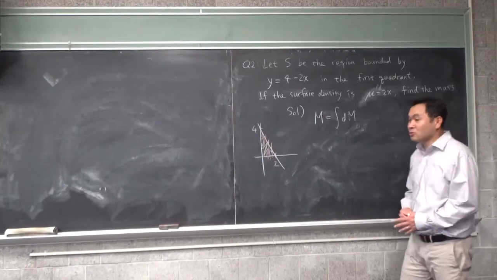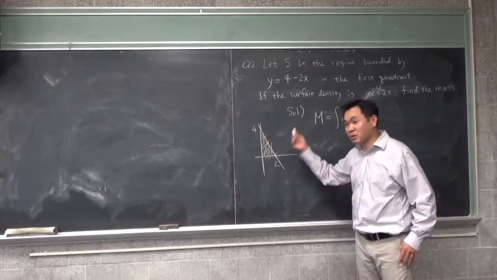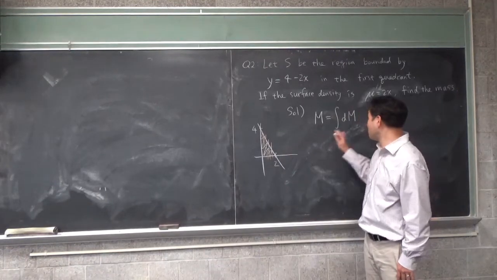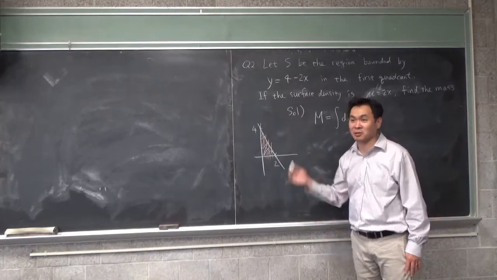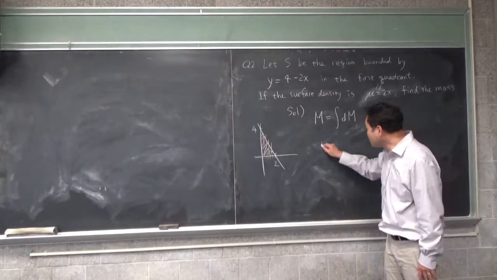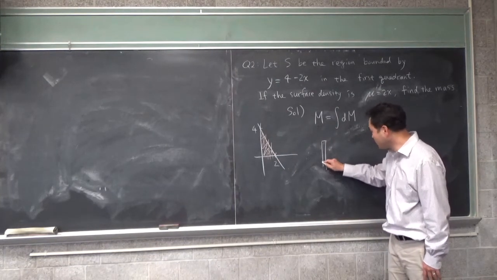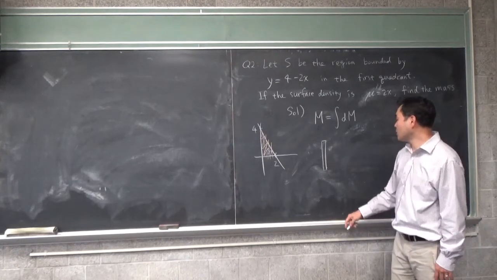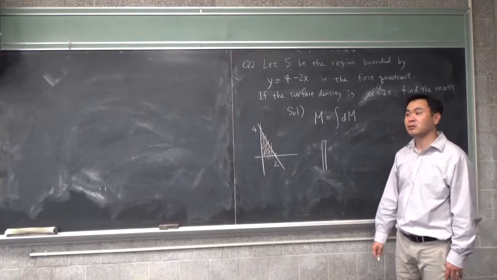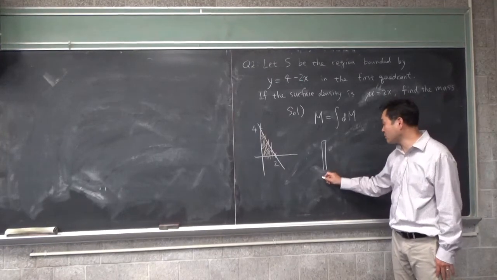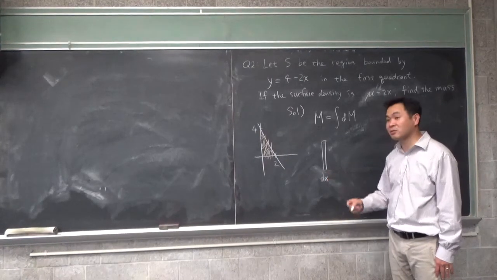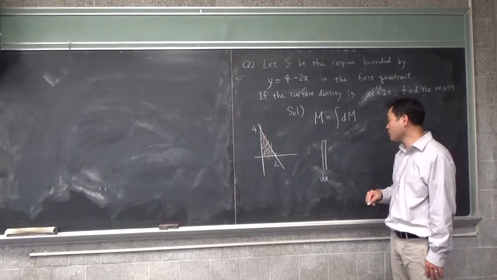So we cut this into very, very small pieces, and each piece is what we call dm, and we're adding those masses, and then you get the entire thing. But what is the mass of this small strip? Well, first, what's the thickness of this strip? It's dx, a small thickness in the x direction.